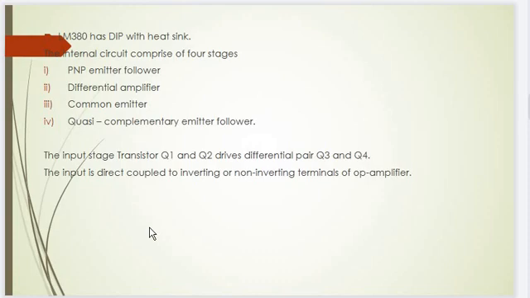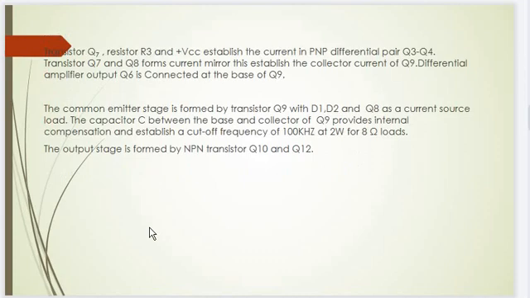The internal circuit comprises 4 stages, that is PNP emitter follower, differential amplifier, common emitter and quasi-complementary emitter follower. The input stage Q1 and Q2 drives the differential pair Q3 and Q4. The input is direct coupled to the inverting or non-inverting terminal of the operational amplifier. The transistor Q7, resistor R3 and plus VCC establish the current in the differential pair. The transistors Q7 and Q8 form a current mirror.